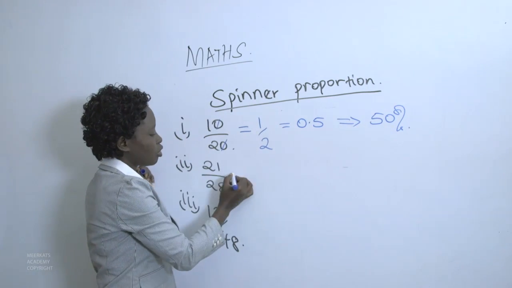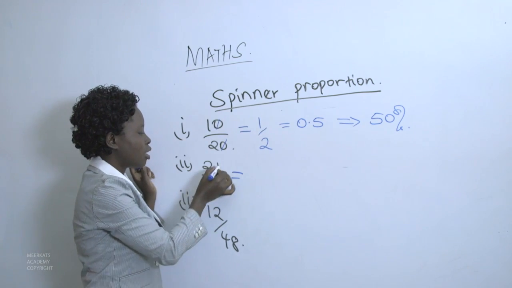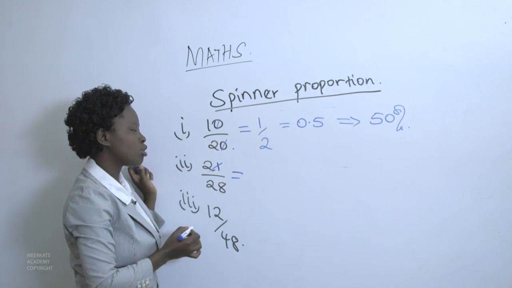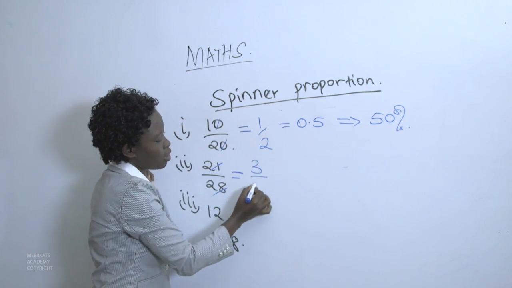We are having 21 over 28. So 21 out of 28, then we have 7 into 21, that is 3. 7 into 28 is 4.